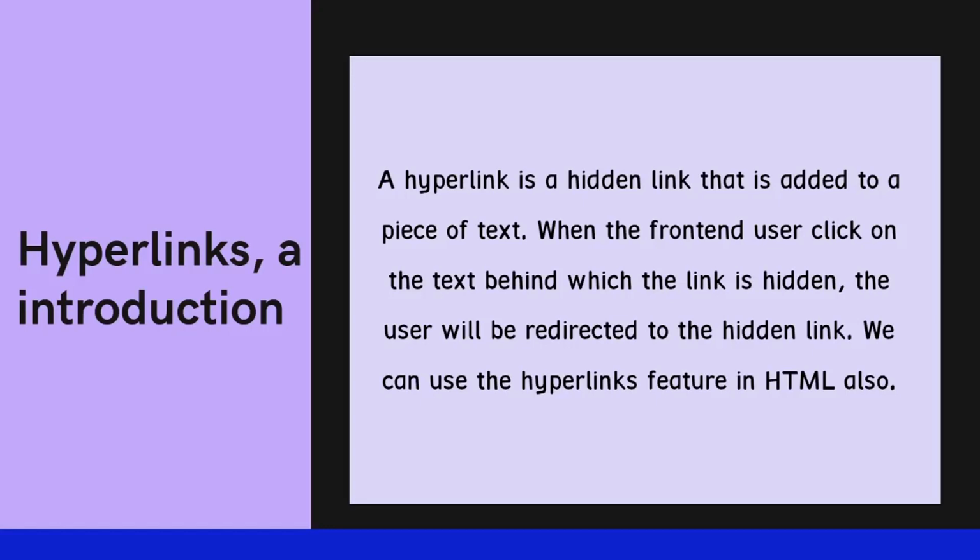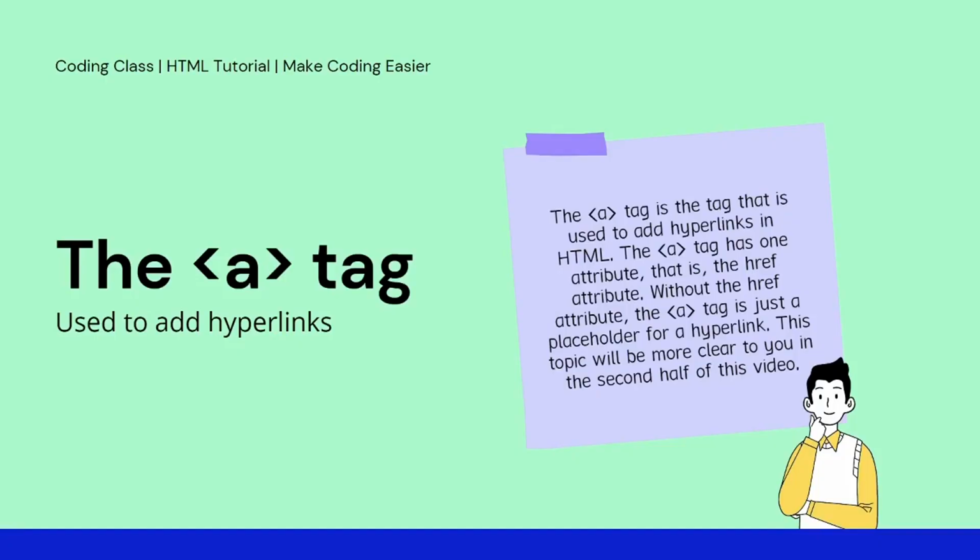This is an introductory slide to hyperlinks. What is a hyperlink? A hyperlink is a hidden link which is hidden behind text. If a front-end user clicks on that piece of text, he will be redirected to the hidden link. We can use this feature in HTML also.